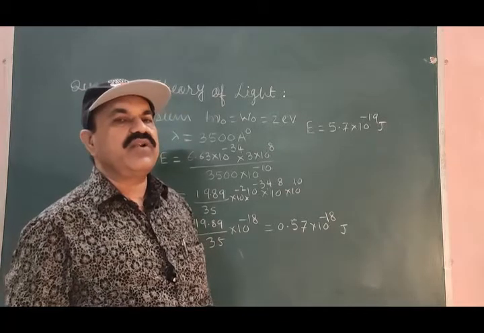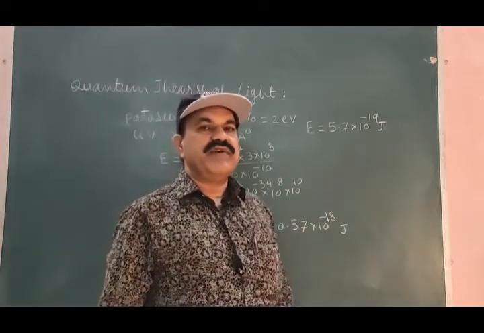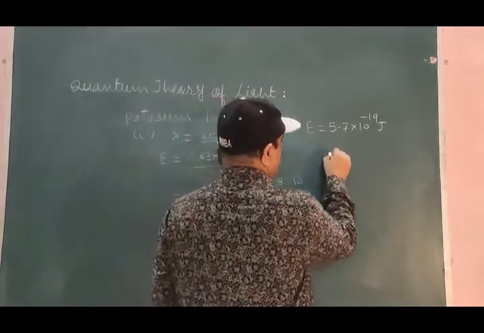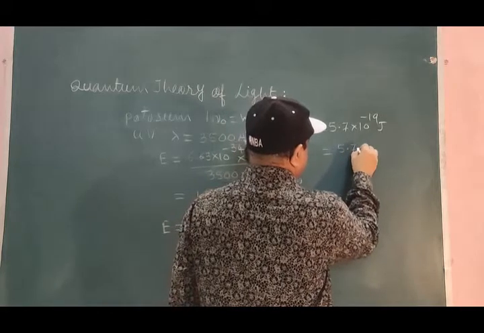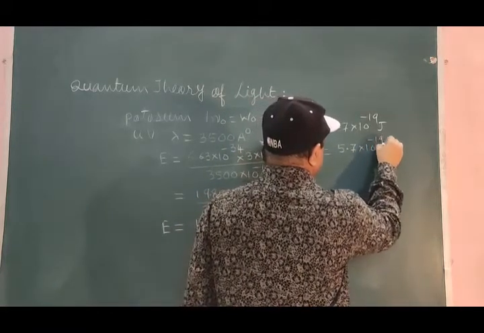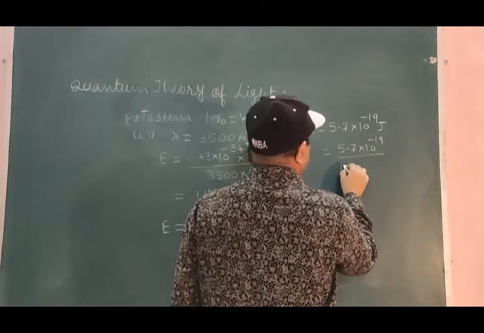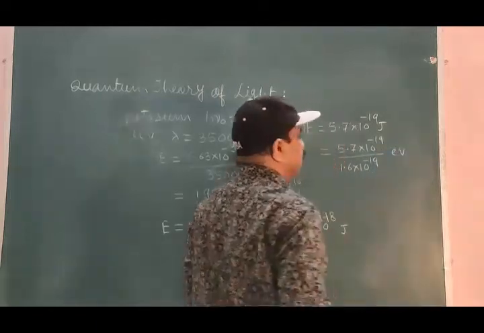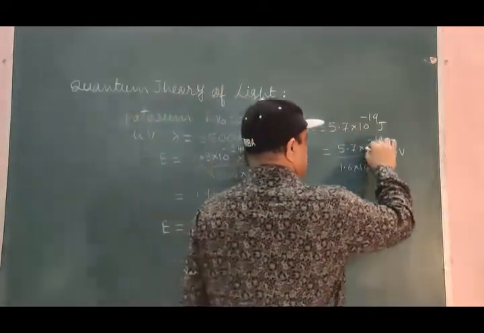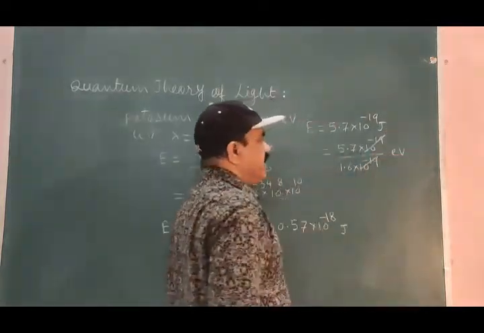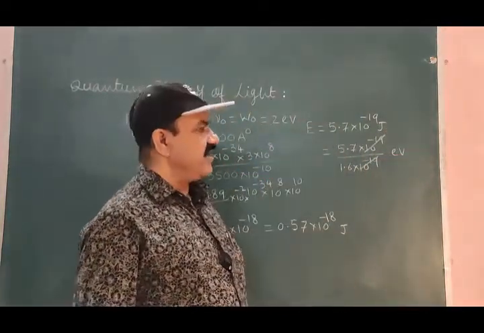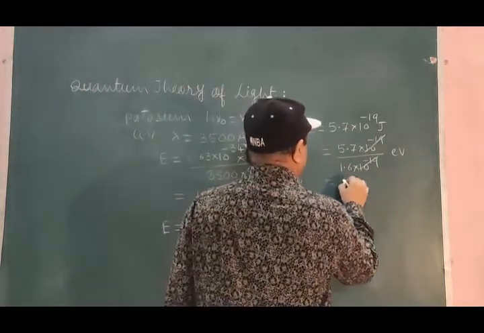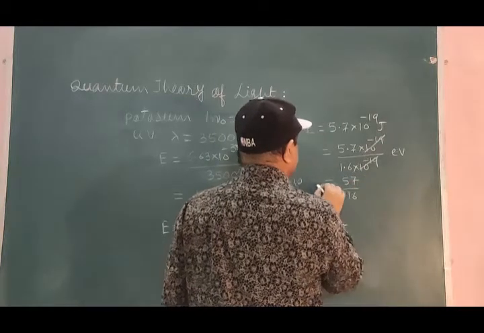Joule can be converted to electron volt by dividing by 1.6 into 10 to the power minus 19. And so this E is equal to 5.7 into 10 to the power minus 19 divided by 1.6 into 10 to the power minus 19 in electron volt. 10 to the power minus 19, 10 to the power minus 19 get cancelled. Do this division, 5.7 divided by 1.6, or simply 57 divided by 16.